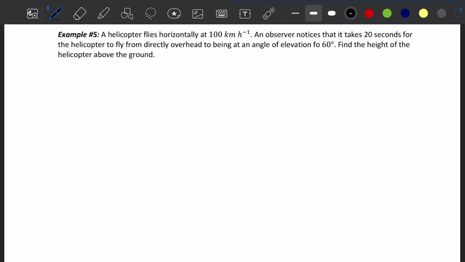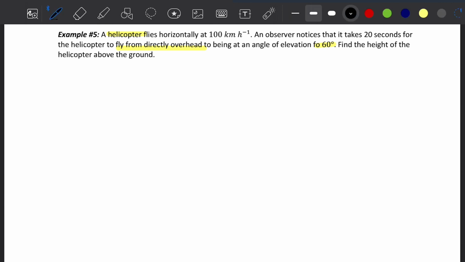Okay, so let's do example number 5. A helicopter flies horizontally at 100 km per hour. An observer noticed that it takes 20 seconds for the helicopter to fly from directly overhead to being at an angle of elevation of 60 degrees. We need to find the height of the helicopter above the ground.